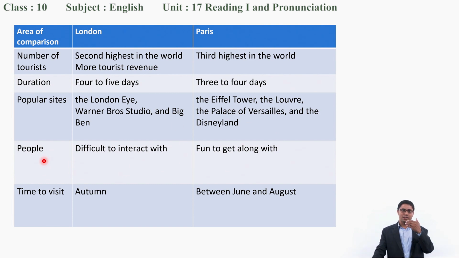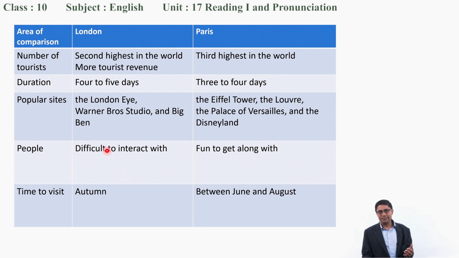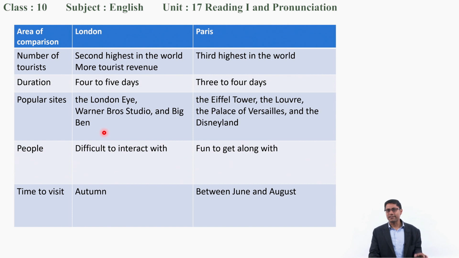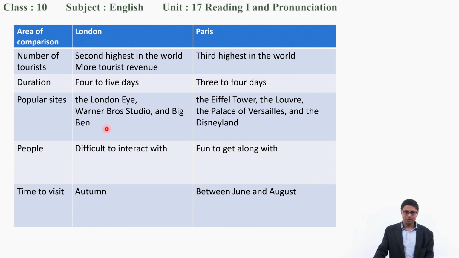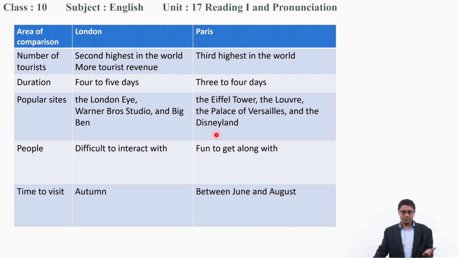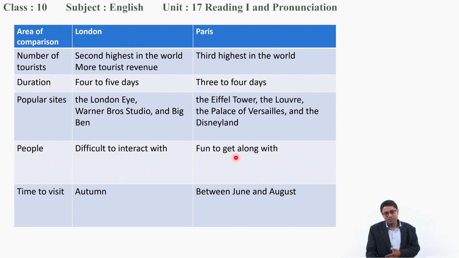Similarly, if we look at the people, we have already discussed that the people in both the cities are warm and welcoming. But in London, it's quite difficult to interact with people because the people in London hang in small groups, which is very difficult for the strangers to get in. But the people in Paris, once you get acquainted with them, once you become familiar with them, it's fun to get along with them.